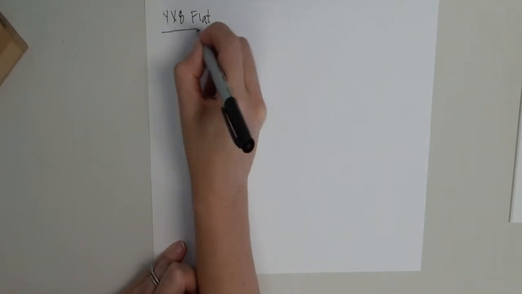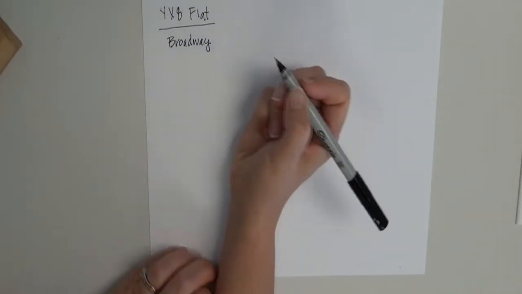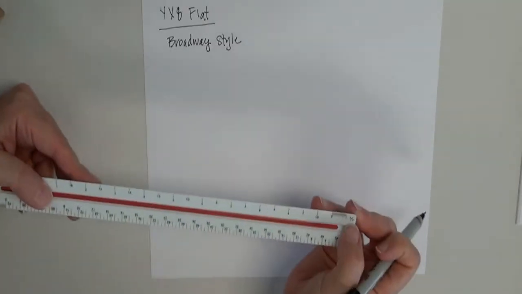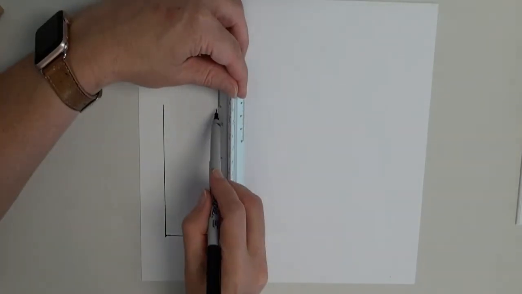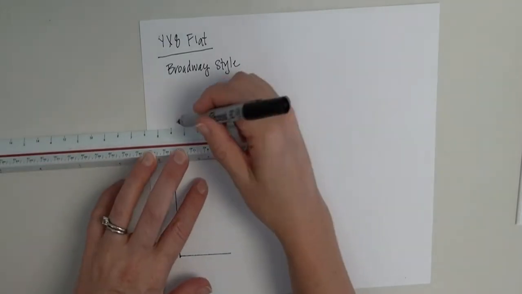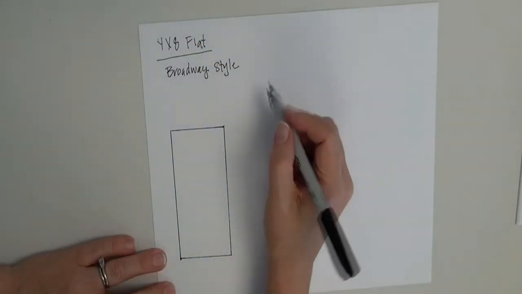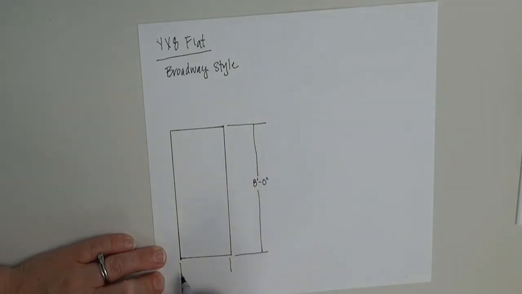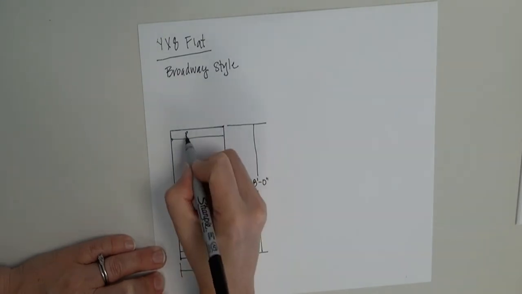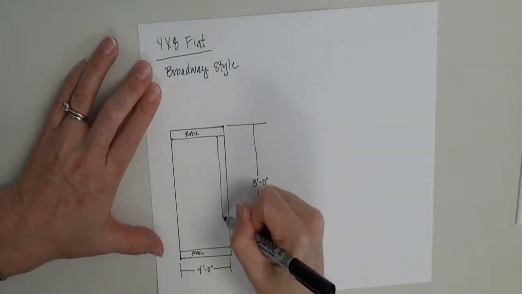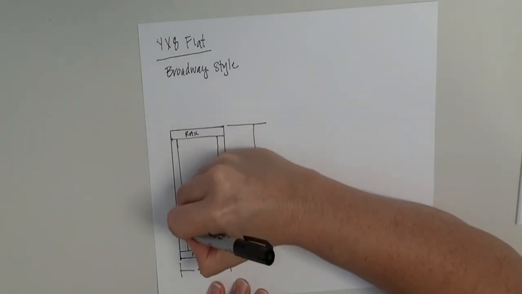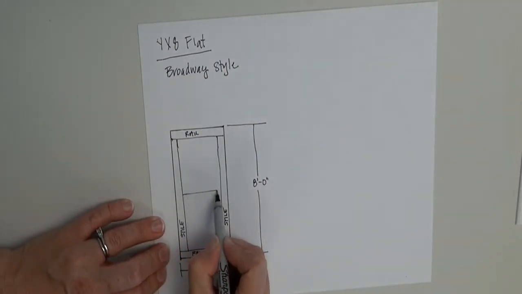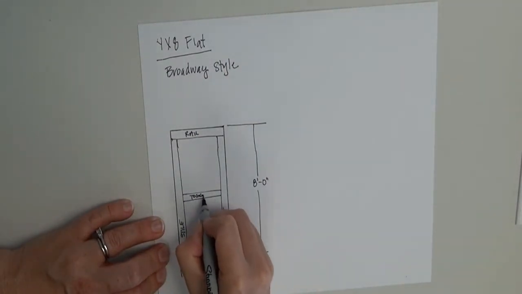Next, I'm going to show you how to draw out a 4 foot by 8 foot Broadway style flat. So using a scale ruler, I'm going to draw out the outside dimensions, which is 4 feet wide by 8 feet tall. The next thing I'm going to do is go ahead and draw in each component of the flat. The boards across the top and the bottom go all the way, and they're called rails. The vertical pieces that go up and down butt up against the rails, and they're called stiles. You also need a piece through the center to add some support, and that piece is called a toggle.